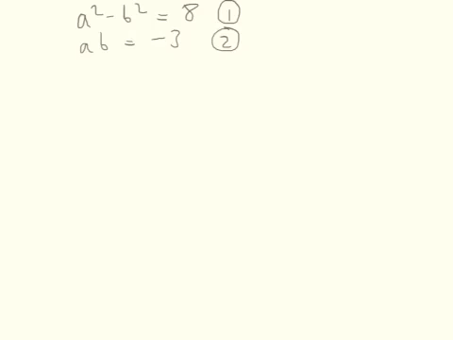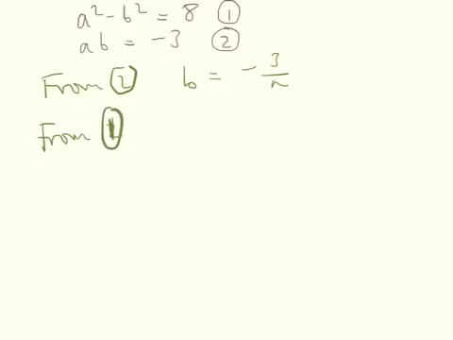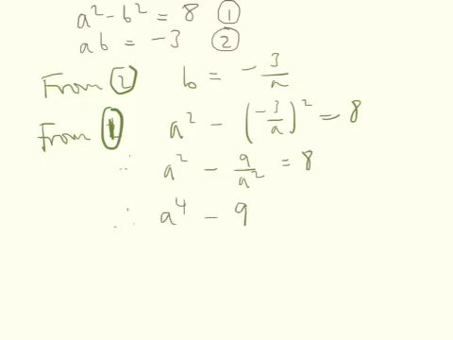To solve these equations, we have to substitute from one into the other. Starting with equation 2, we've got b equals minus 3 over a. So substituting that into equation 1, we get a squared minus (3 over a) all squared equals 8. Therefore, a squared minus 9 over a squared equals 8. And then we can multiply out by a squared to get a to the 4 minus 9 equals 8a squared. Finally, a to the 4th minus 8a squared minus 9 equals 0.